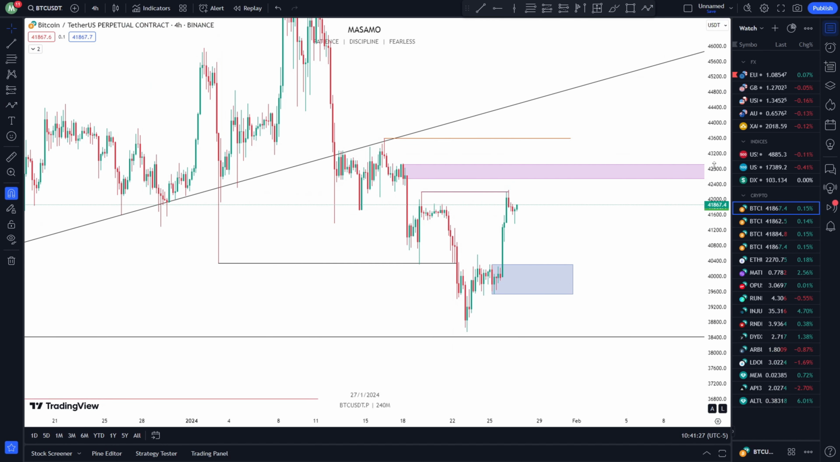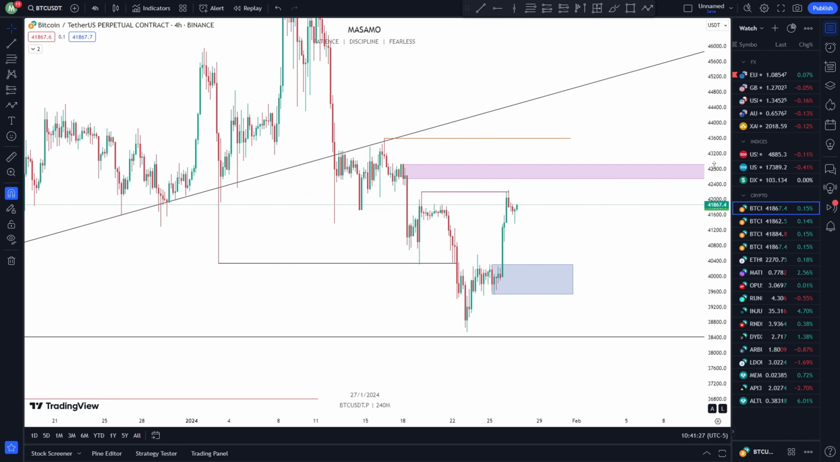In the third scenario, no matter if we reject from here or from here, when price comes down to this blue area, which is from 40,280 to 39,530, around there, we will have a nice reaction and another movement to the upside. So this can work as a support. In my personal opinion, I don't think that price will do that. Maybe we can bounce from here, make a little retest, and then another leg down.